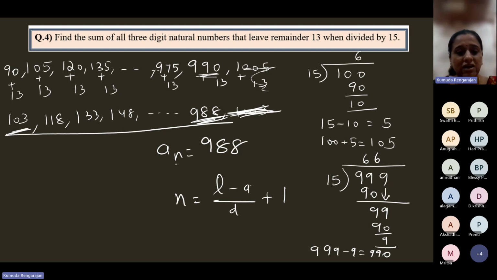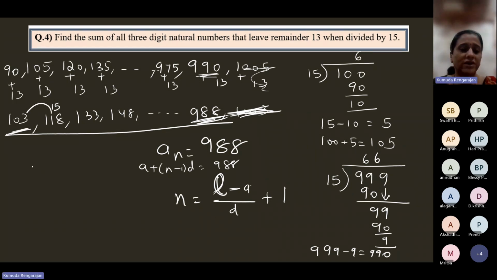You can also check it after you work and get the value of n. You can also use this formula and check. Last term, that is 988, minus the first term, 103, by d, the common difference. Common difference is 15. What's the difference between these two numbers? 15, plus 1, will give you the value of n. Okay, so an is 988. a plus n minus 1 into d is equal to 988. Work this and find the value of n.